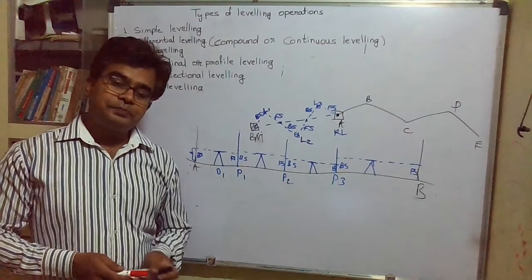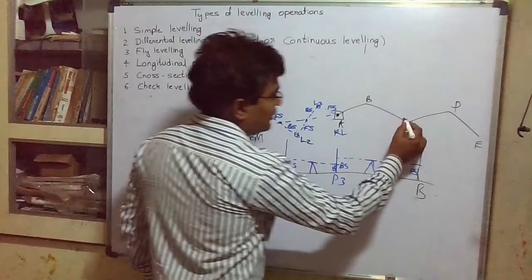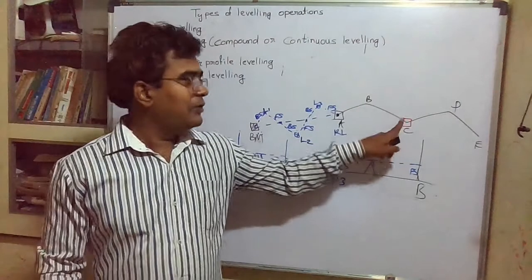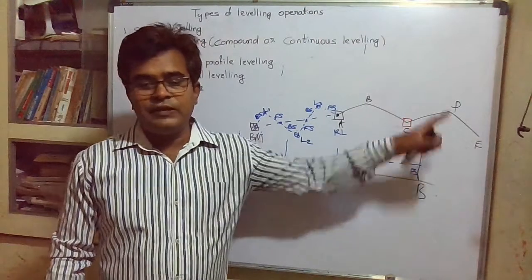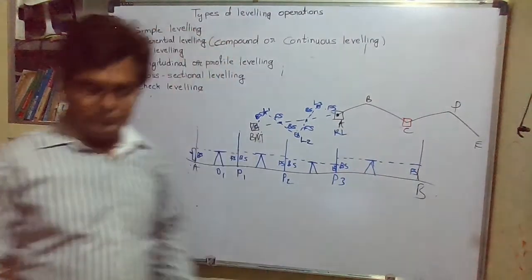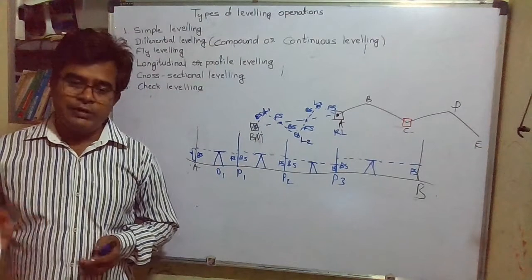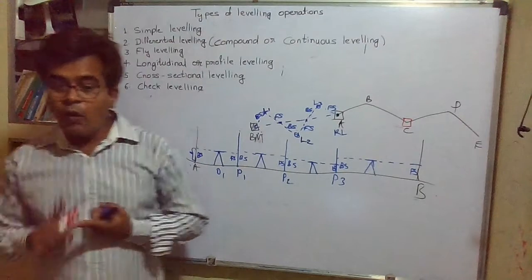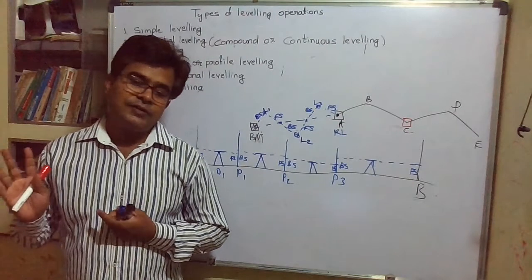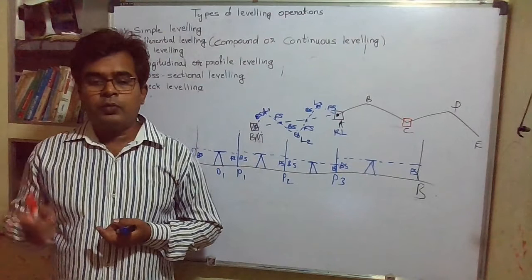In some situations, fly leveling is also done to connect the RL of any intermediate point of the alignment. Suppose this is the alignment, and this is any intermediate point. We can select B, C, D. To check the accuracy of the work, we can do fly leveling. So fly leveling is also done to check the accuracy at any intermediate point during the leveling operation. In fly leveling we only take backside and foresight readings. We never take intermediate side readings in fly leveling.